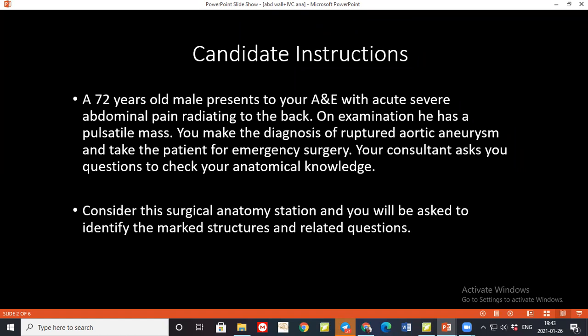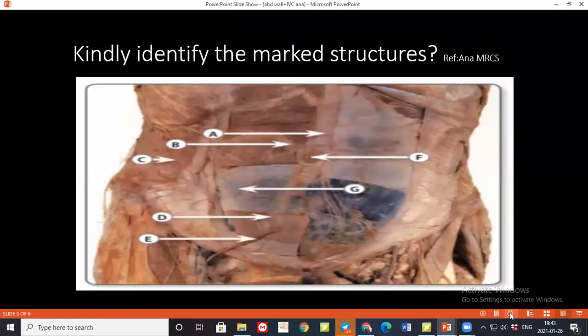If you have read and understood, kindly help me and identify the structures. What are you looking at? Can you tell me first? This is the anterior part of the abdomen. Can you tell me how the anterior abdominal wall is formed? There are three muscles: the external oblique muscle, the internal oblique muscle, and the transversus abdominis, and also the rectus abdominis muscles.